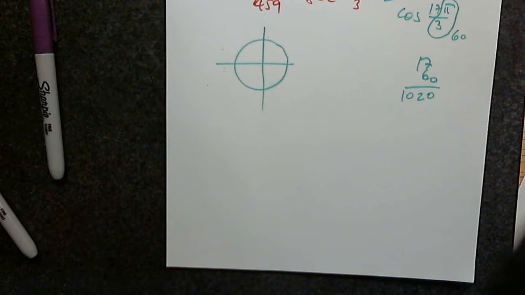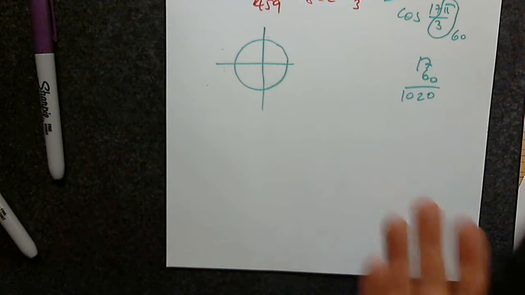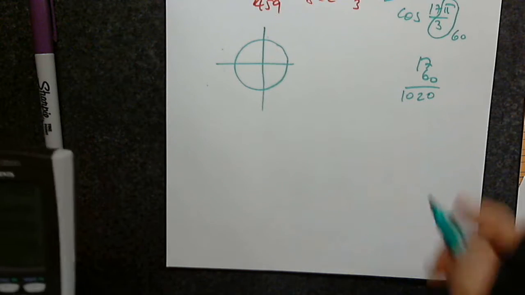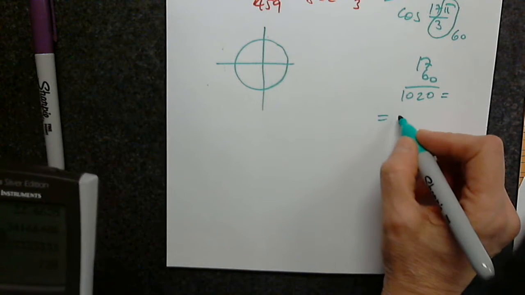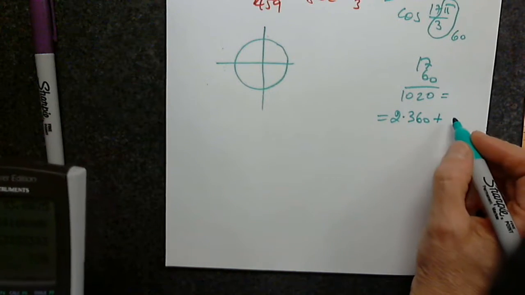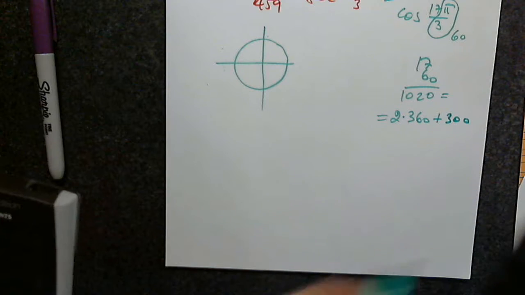You can also divide by 2 pi if that's easier for you, right? If you divide 17 pi over 3 by 2 pi, you will know the same thing because 2 pi is a complete rotation, 360 is a complete rotation, right? So 1020 divided by 360 is 2.83. So 360 multiplied by 2 is 720. So this is twice 360 plus 300.